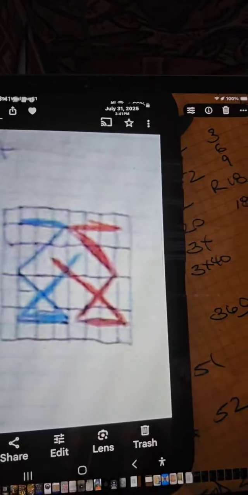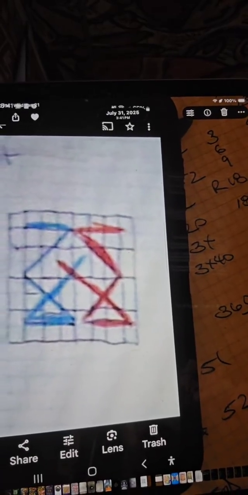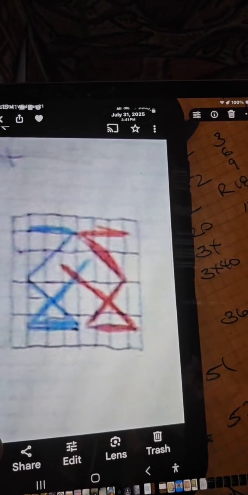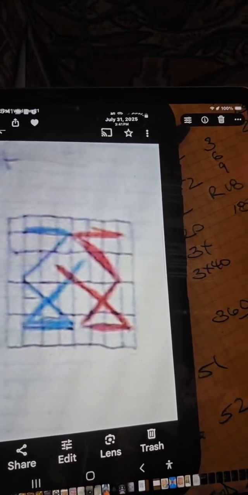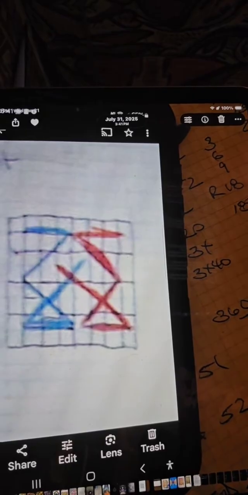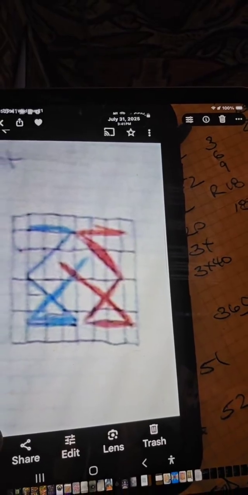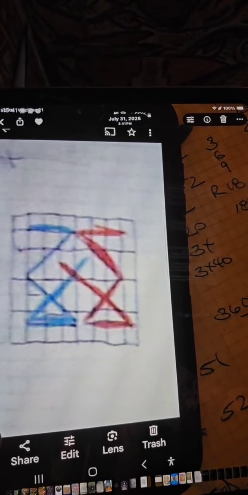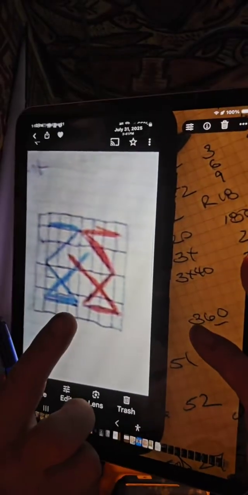Actually, that's not the reverse binary code. Sorry, that's the mirror binary. Let me see one. Okay, yeah, that's basically it. Okay, so you see they all meet. They're all supposed to meet. It's all supposed to meet and overlap.